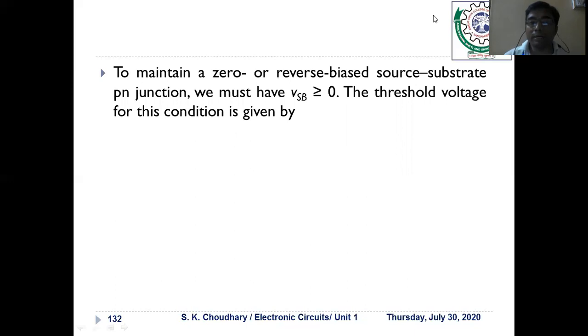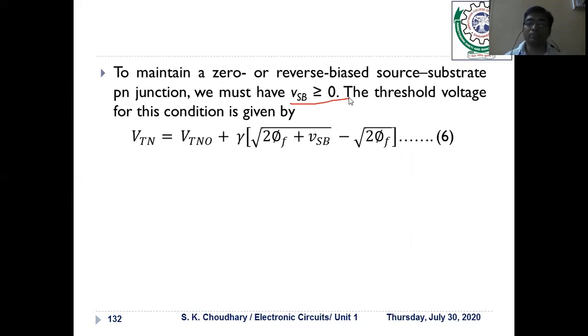So to maintain the zero or reverse bias source-substrate PN junction, we must always have VSB, the source to body voltage, greater than or equal to 0. And for this condition, the threshold voltage is defined by equation number 6. Equation number 6 says that threshold voltage is now a variable parameter: VTN is equal to VTN naught plus gamma times the square root of twice phi f plus VSB, minus the square root of twice phi f.